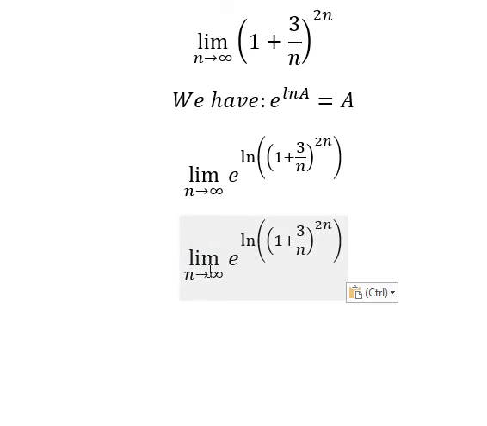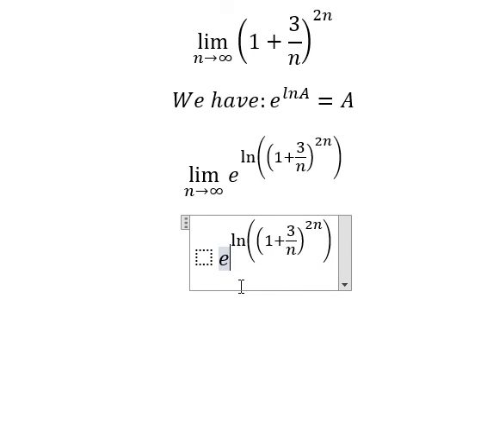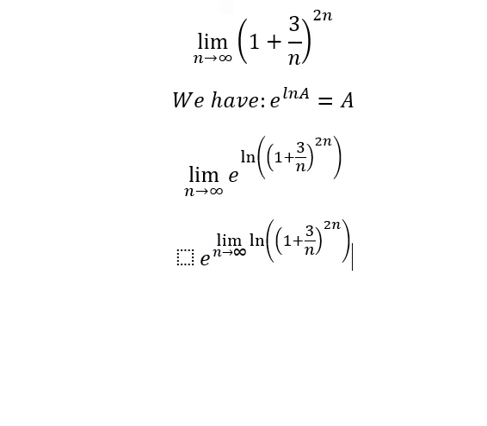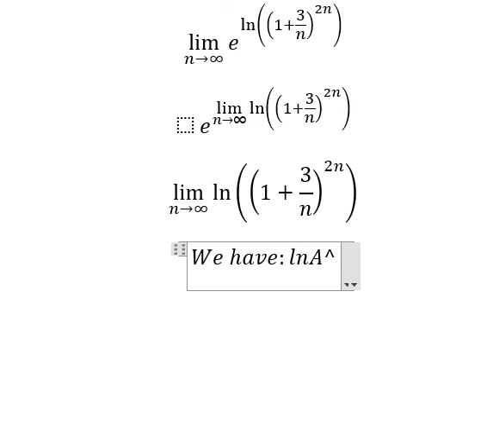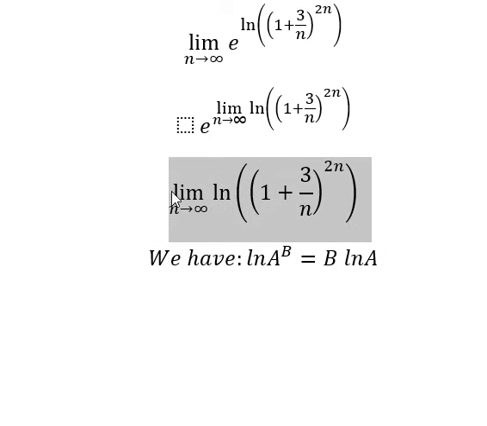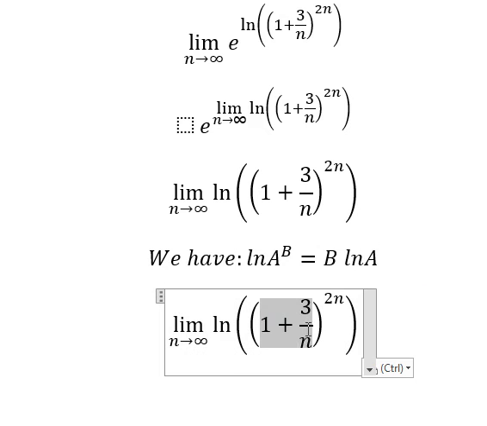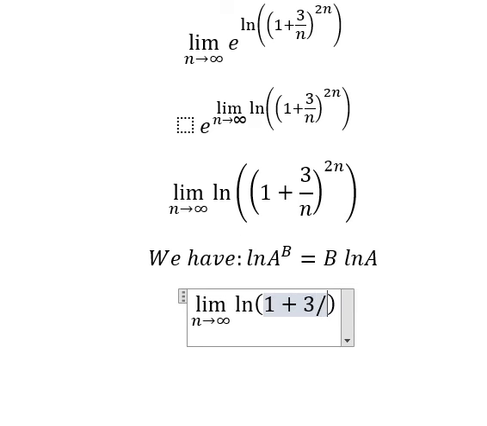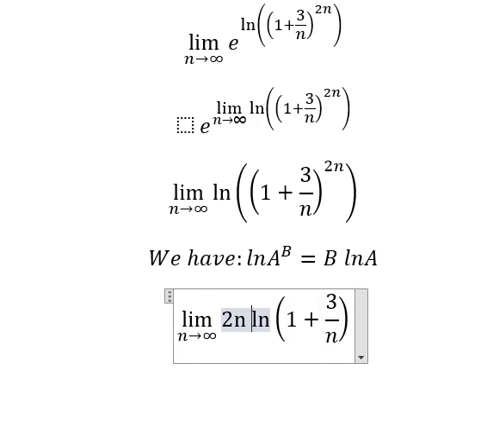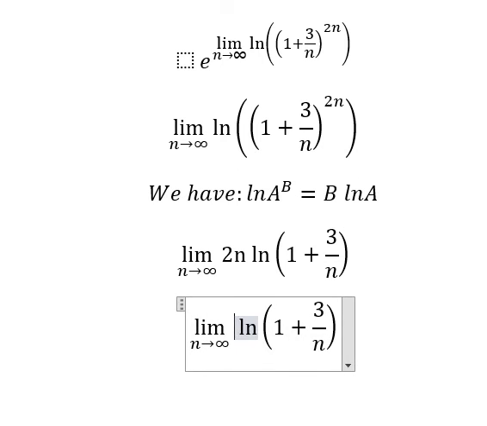Next, I will put the limit go here. So we have the second formula. Now, capital A that is about this one, capital B that is about this one. Now we need to transform this one into this one. Next, I will put 2 and go like this.